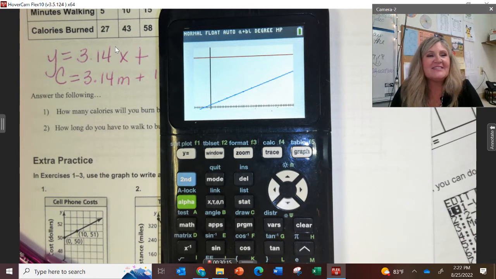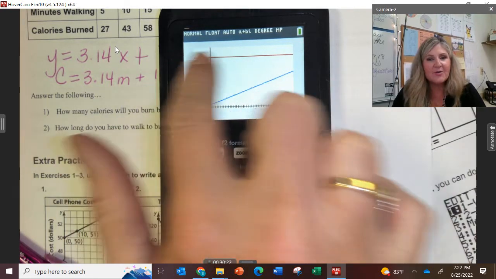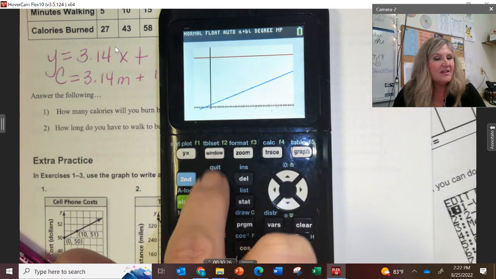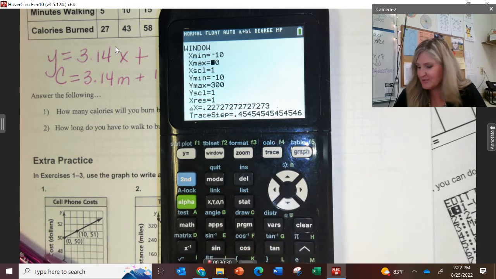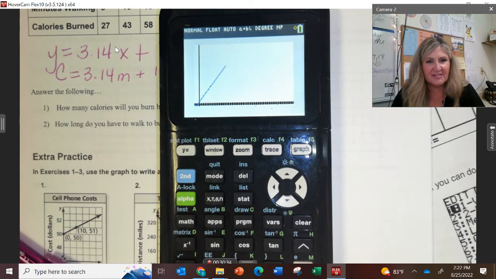Oh, my goodness. What's wrong? They're still not intersecting, okay? My Y is okay. I can see my red line, but I want to see where these are equal. So go back to your window. What do you think we need to do? X max, let's go big. Let's go 200, just so we don't have to mess with this anymore.